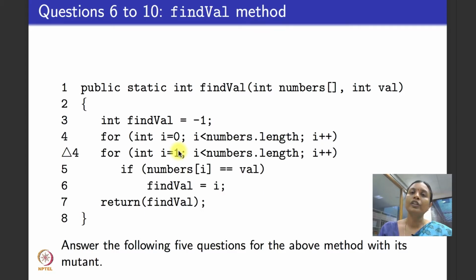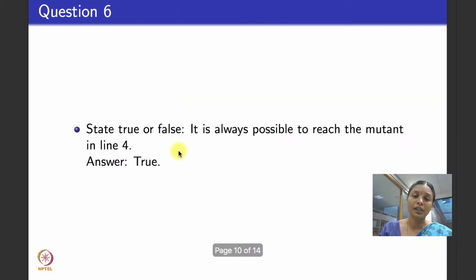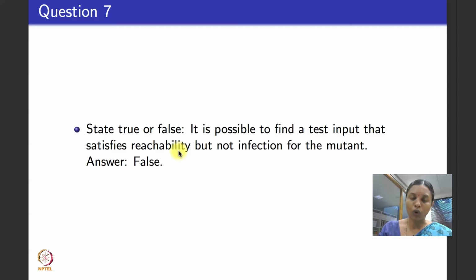So the state which gives the values of the numbers in the array is going to be different for the original program and for the mutated one. Why? Because the mutated method is not going to compare val's occurrence in the 0th index in the array. It is directly going to start checking if val occurs in the first index in the array. So the answer is false.